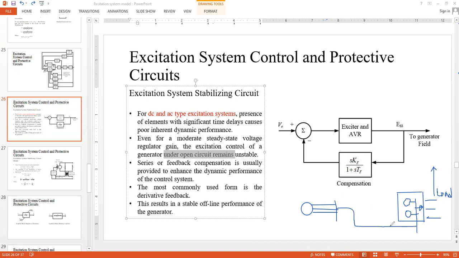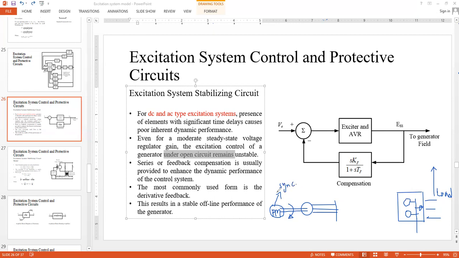Before doing this, you should run this generator. You should start this generator if it was in idle condition. So you should run the prime mover. If it is a conventional system, you should run the steam turbine, heat up the boiler, burn the fuel, and produce the steam, and then the prime mover would give you the synchronous speed. Let's say 1500 RPM.